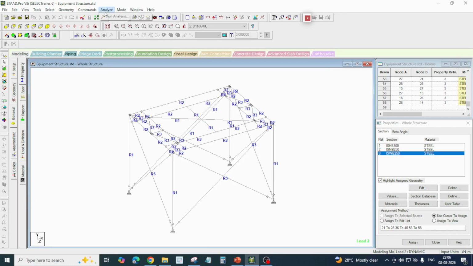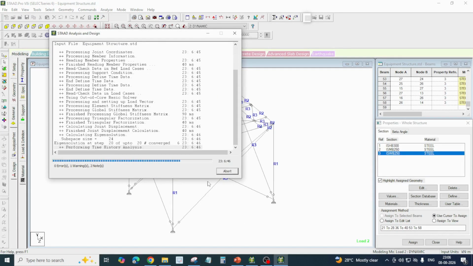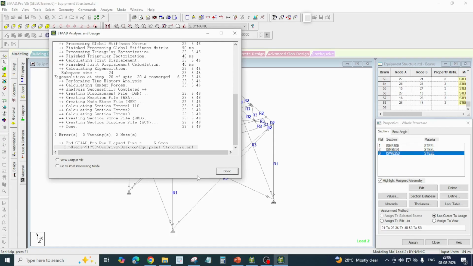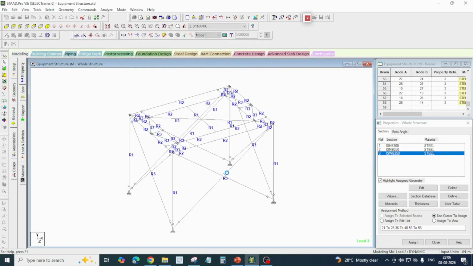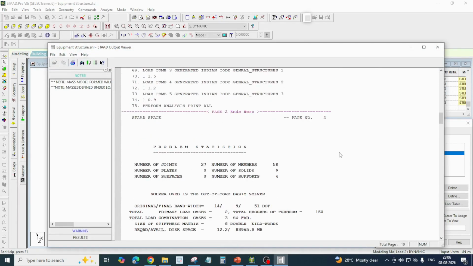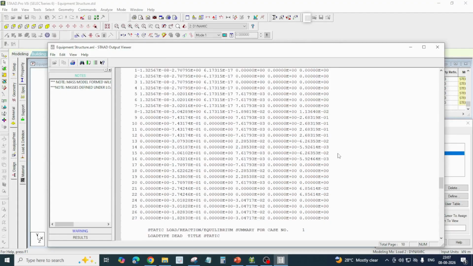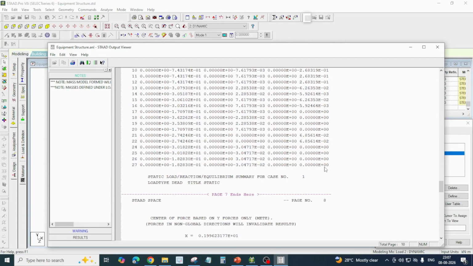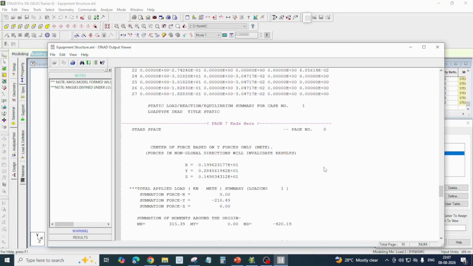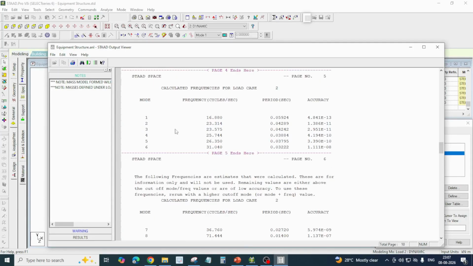So let's run it. So yeah, it's error free. Go to the output file first, because we are going to check the frequencies, right? So the frequency of this complete structure and machine system should be above 14 hertz, right? So the frequency is just above 14 hertz, that is 16.88.